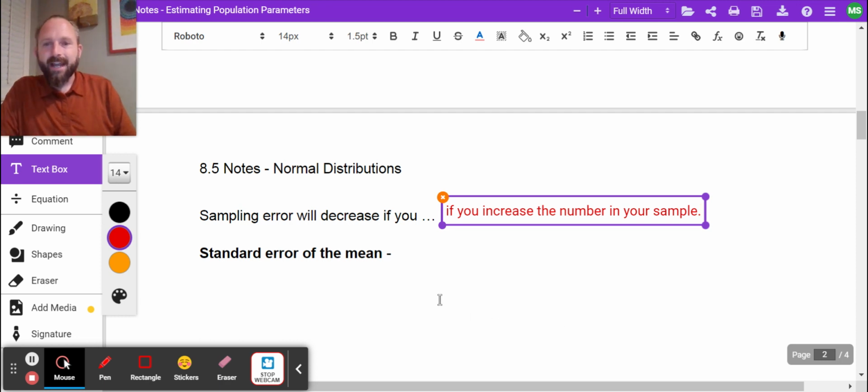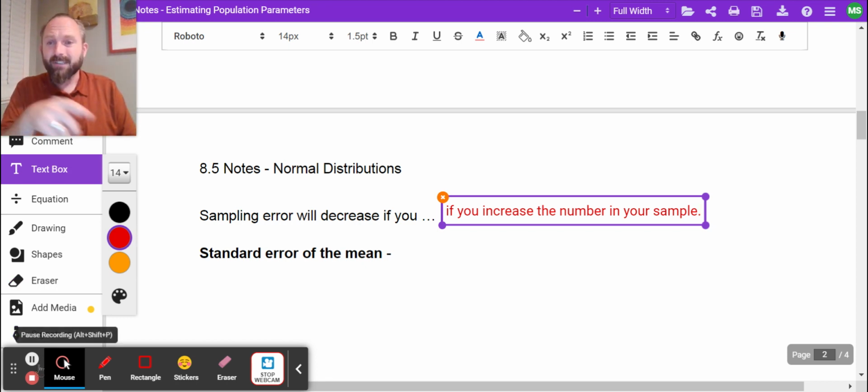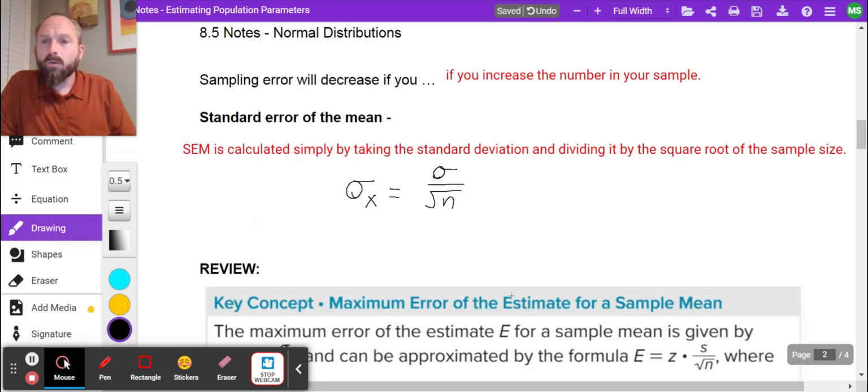So, standard error of the mean. Let's get that formula up. I'm going to copy and paste it, and then we'll discuss it. Standard error of the mean is simply, you take the standard deviation right here. Let's circle it in blue. Here's the standard deviation, and you divide it by the square root of the sample size. That's it. Let's go on.